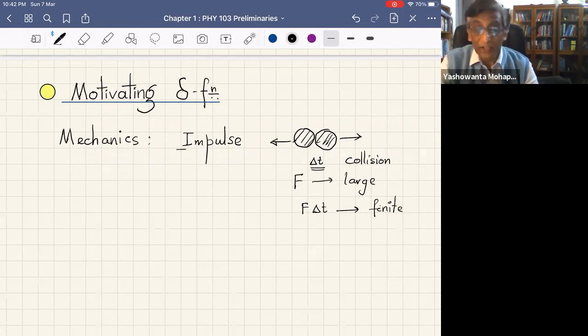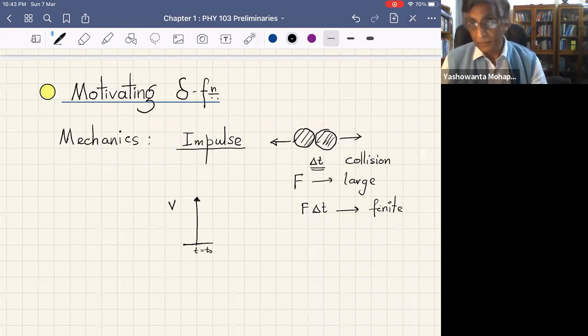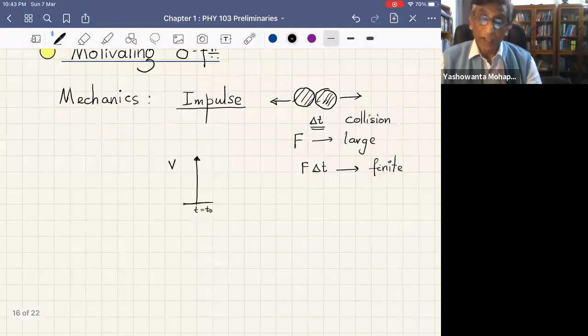Then impulse. In fact, in electricity and magnetism, electrical engineers quite often use something like a very sharp pulse. Okay, sharp pulse. This is zero everywhere else. So this is, let's say, a voltage. At some t equal to t naught, there is a spike. It is also called an impulse. You already know this.